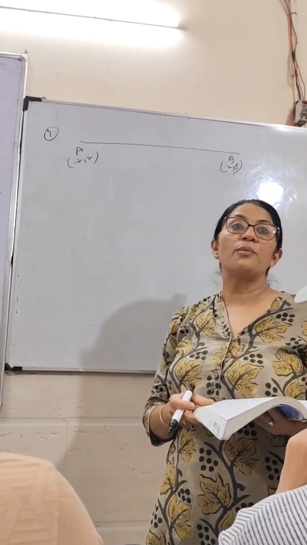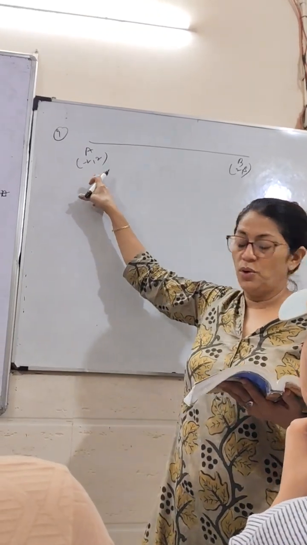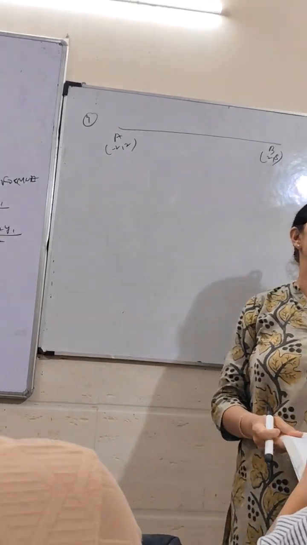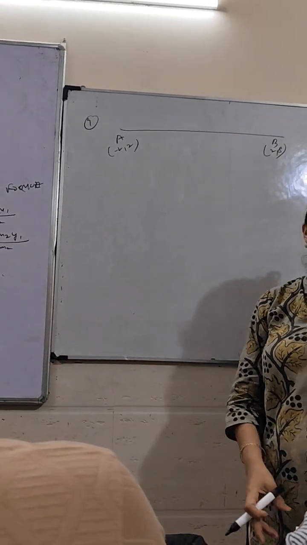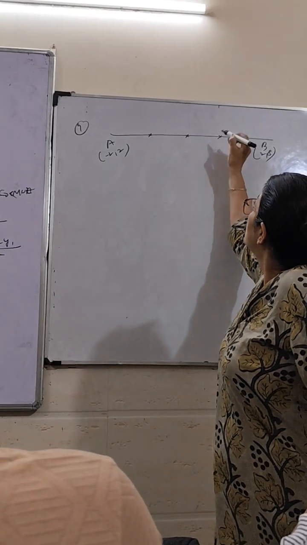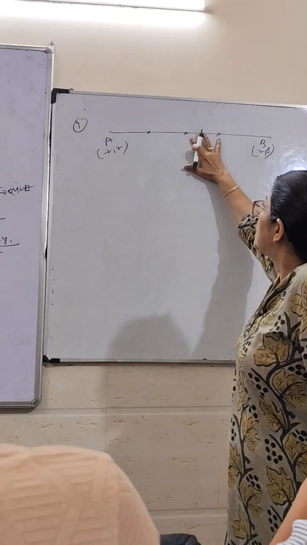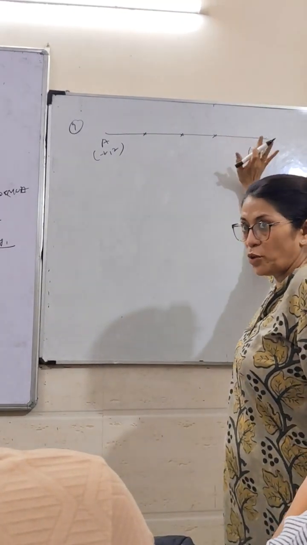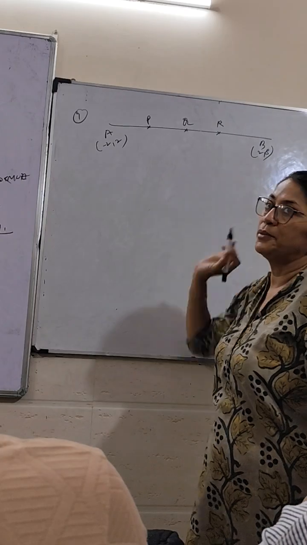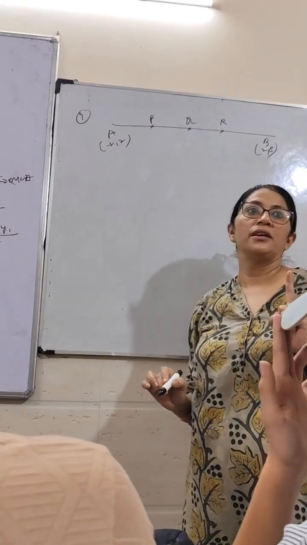Find the coordinates of the point which divides the line segment joining A(-2, 2) and B(2, 8) into 4 equal parts. 4 equal parts. One part, second part, third part, and fourth. What are the vertices? P, Q, R. Now please listen to this carefully.